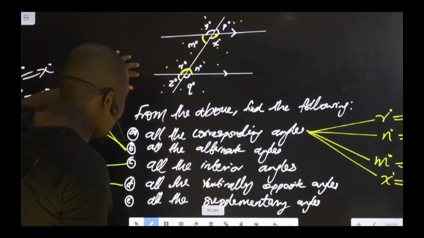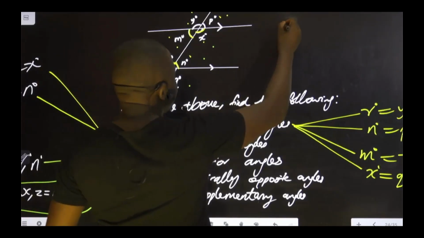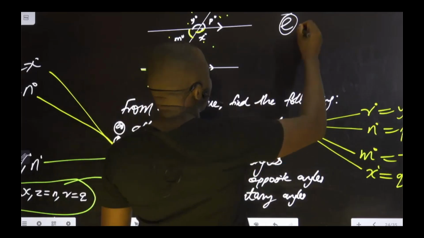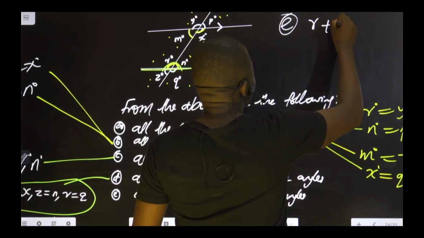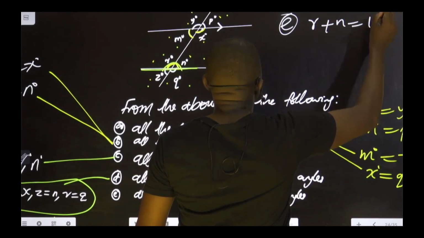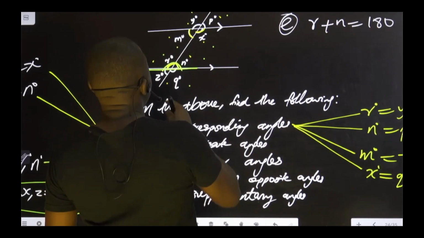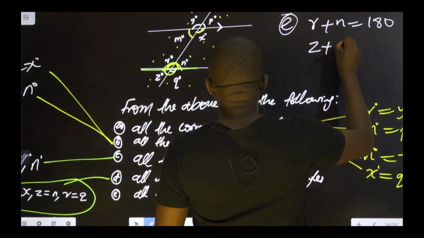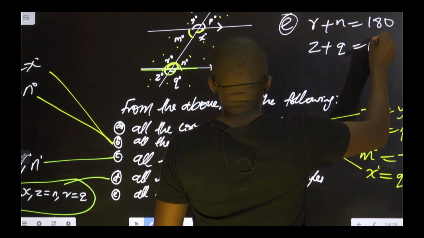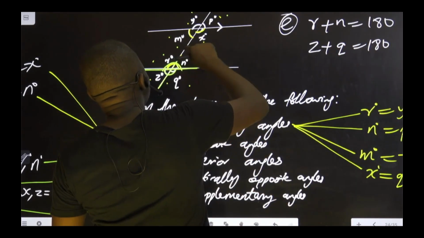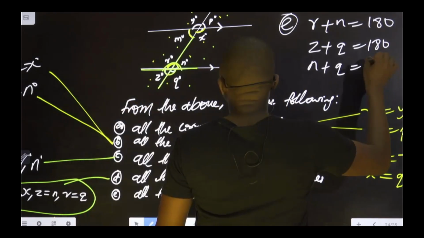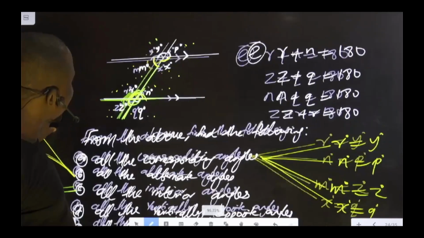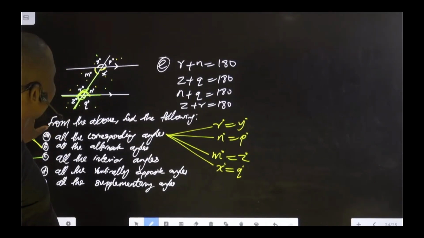If we come here now, we are going to bring E to this place. This is a straight line. So these two are what? Supplementary. So R plus N is equal to 180. That is supplementary. So R and N. The same thing with what? Z and Q. Okay? The same thing with this. N and Q. The same thing with this. Z and R.